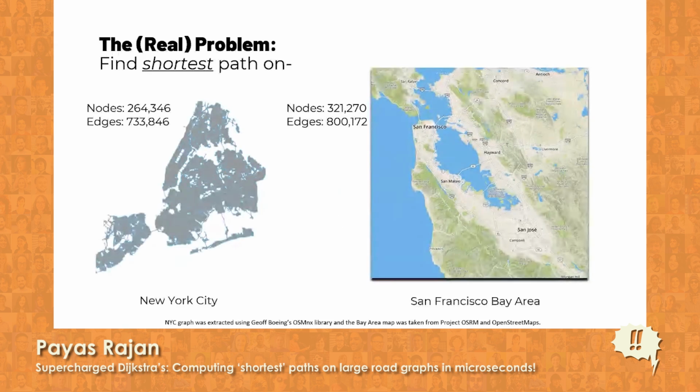Sounds simple, right? No, wait. Here's the real problem. We need to find the shortest path on the graph of New York City and San Francisco Bay Area, each of which has about 300,000 nodes and 800,000 edges. The reason I have underlined the word shortest is because the paths are not necessarily the shortest, they can be the quickest as well, depending on what edge weights you set. If you set the edge weights to the time taken to travel between nodes, the paths you get are actually the quickest paths. So the concept of shortest can actually be generalized.